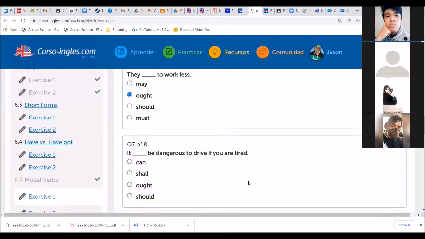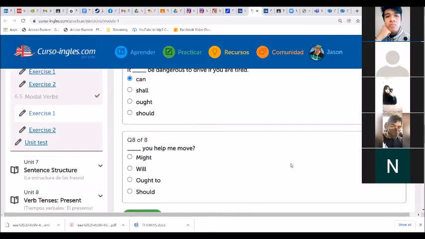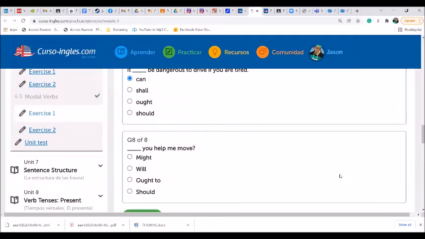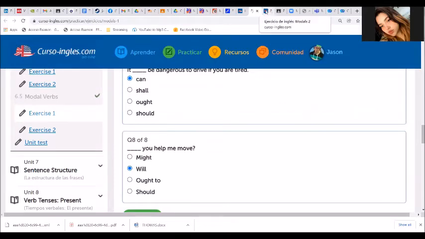Naomi, number 7. It be dangerous to drive if you are tired. It can be dangerous to drive if you are tired. Good. And number 8, Jackie Martinez, can you hear me now? Yes, teacher. Will you help me move? Perfect. Good. All right, let's continue.